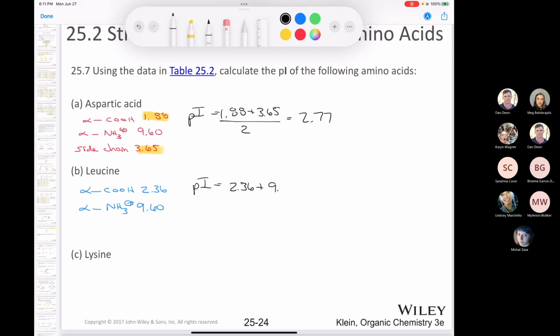The last one, lysine, if you look it up in the solutions value, the pI, or the isoelectric point, is 9.74, which is pretty high. And that makes sense because lysine has a basic side chain. And so you would take the average of the basic side chain and the protonated amine. All right, I'll let you try that one on your own time.